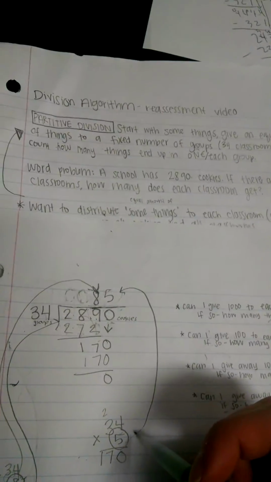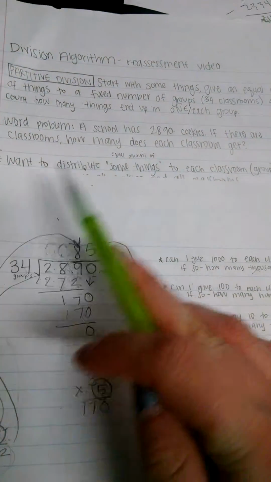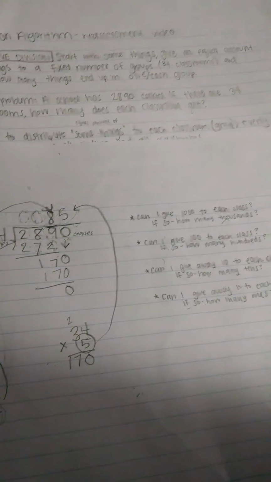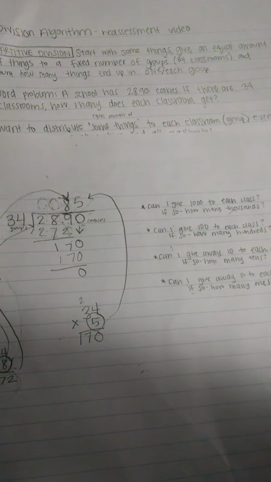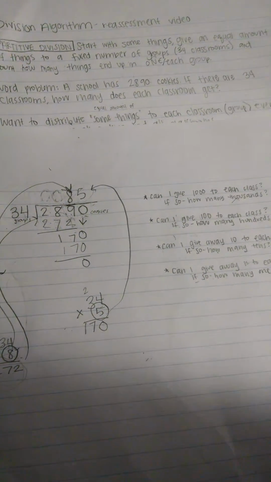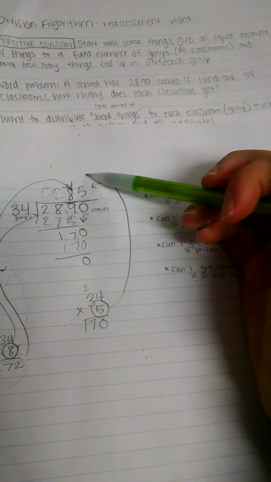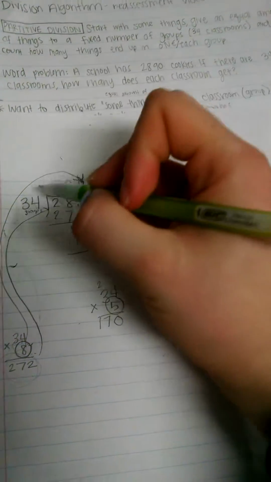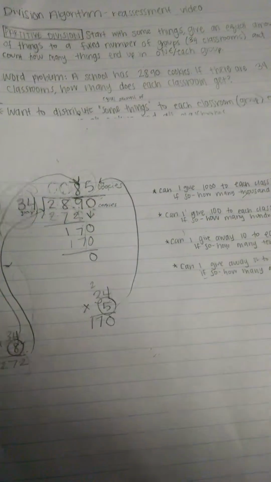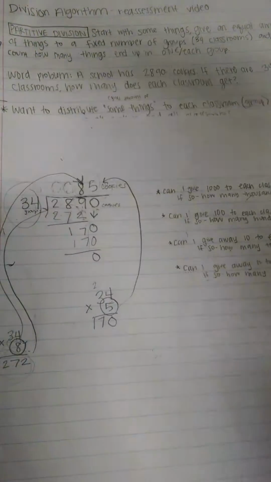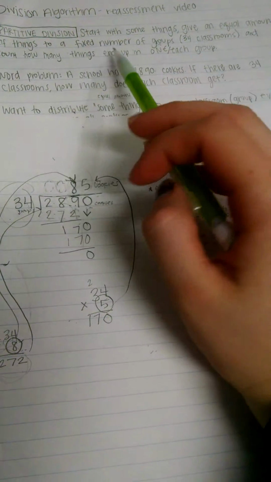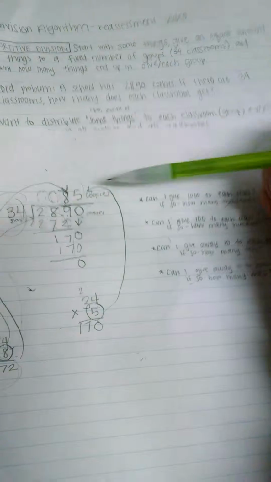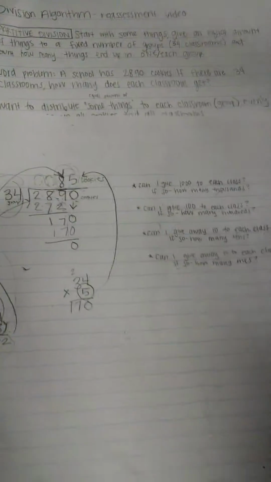So to answer the partitive division in the word problem, how many does each classroom get? Because we're starting with some things, and we give an equal amount of things to a fixed number of groups. So we ended up giving 85 cookies to 34 classrooms, and we divided this up equally, just like partitive division says to. So we answered that correctly, and we counted how many things are in each group, and that would be 85.